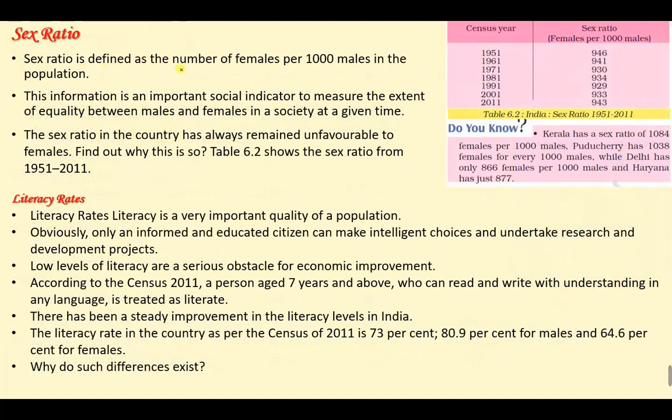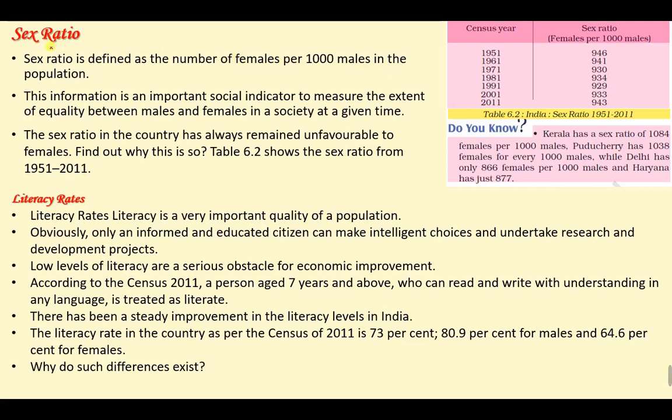Sex ratio is defined as the number of females per 1000 males in the population. Why are we studying this sex ratio? It is for keeping balance between the male and female ratio in the population, because both are very important for the development of our country. We cannot think about development only on the basis of males or females. Both are equally important in the economy.